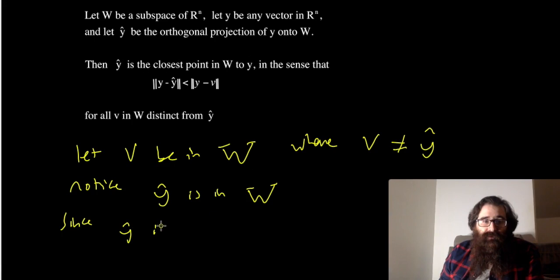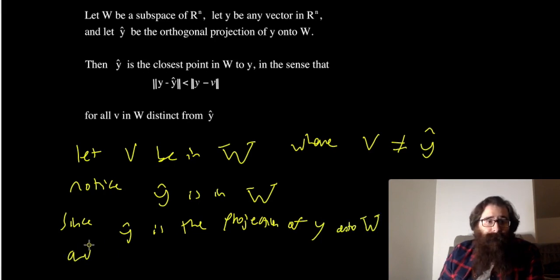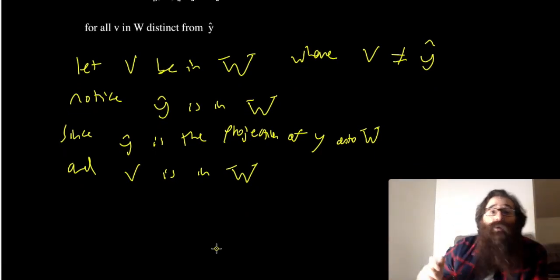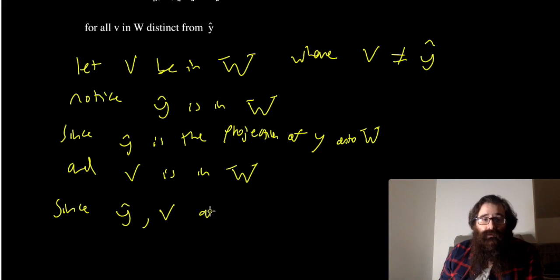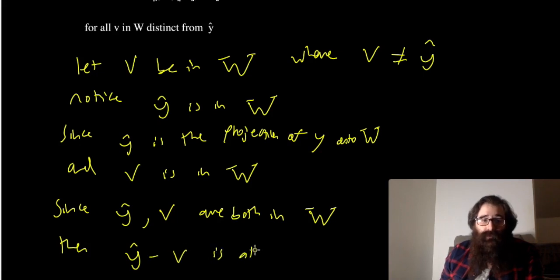Since y hat is the projection of y onto W, and v is in subspace W. Now, since y hat and v are both in subspace W, then their difference vector, y hat minus v, is also in subspace W. Because both of these vectors are in W already, if I find their difference, it's still in W.